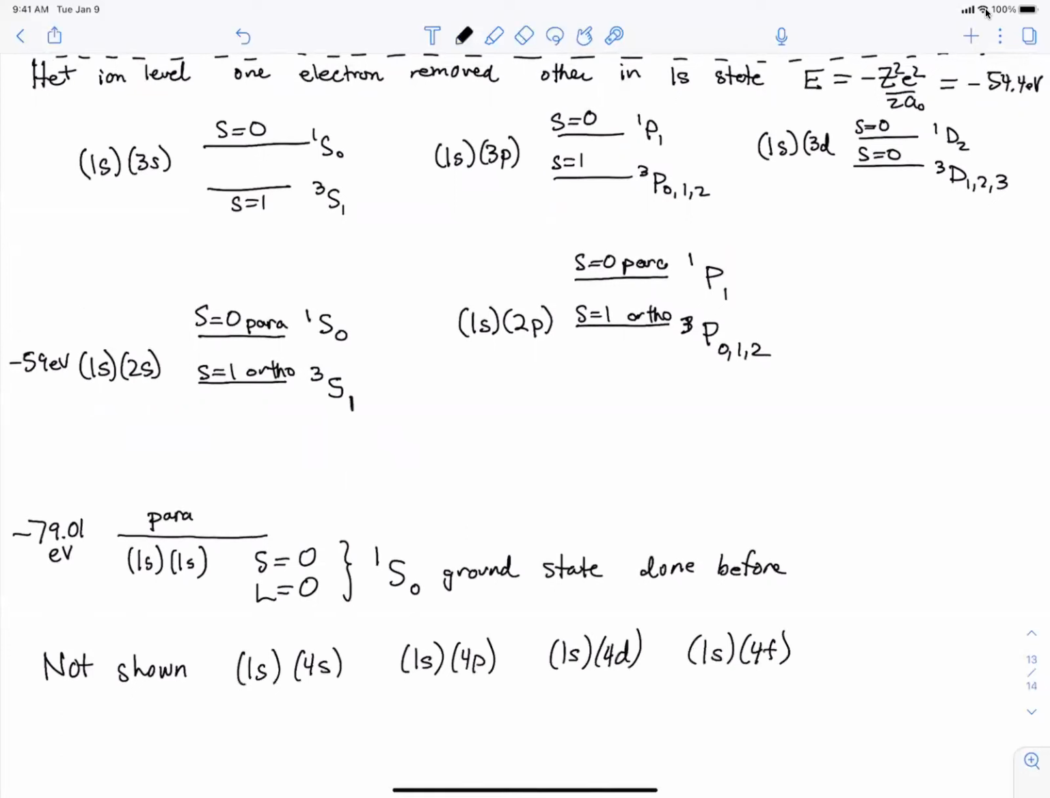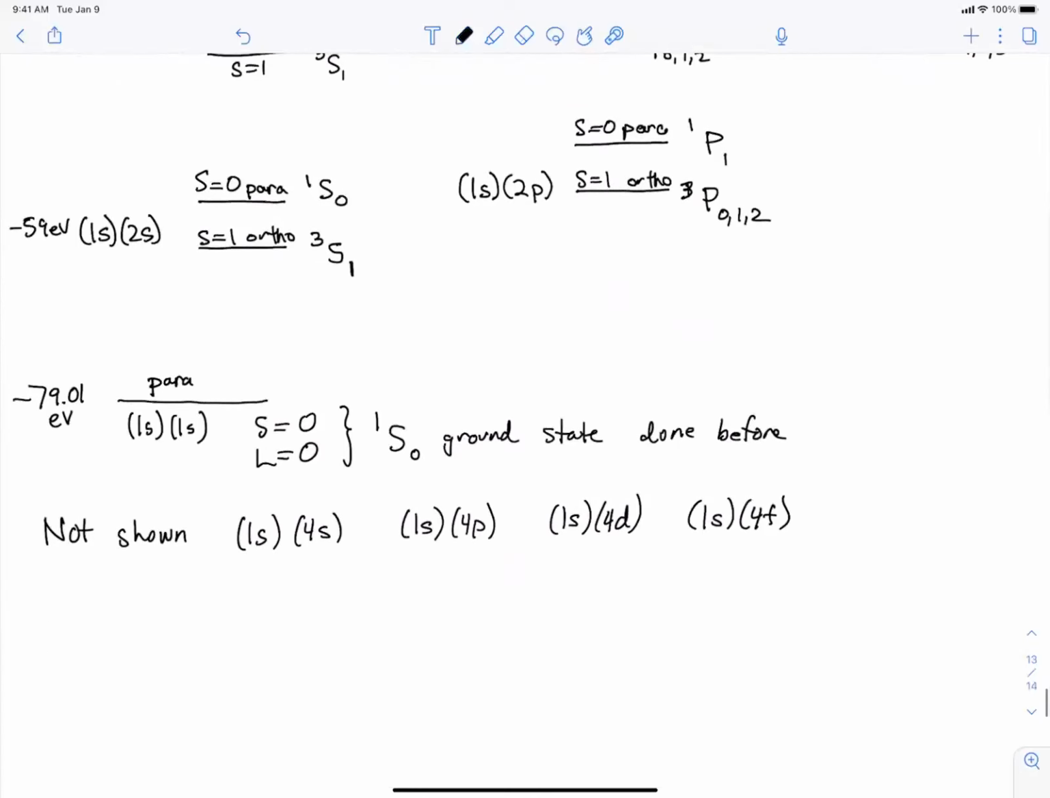Professor? Sorry, go ahead. I'm sorry, was that supposed to be S equals 1 where you have 3D 1, 2, 3? You're talking up here? Yeah. Is the bottom one supposed to be S equals 1? Oh yeah, sorry. Very good. That's S equals 1. Sorry, I'm going through this too quickly. Let's see, is everything else okay here? I think so.